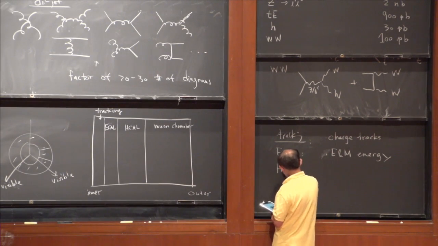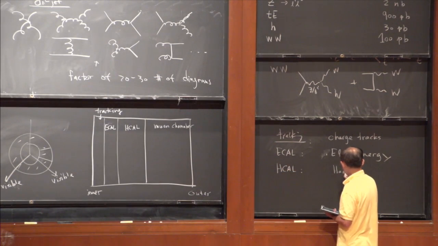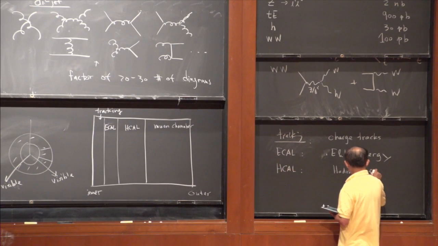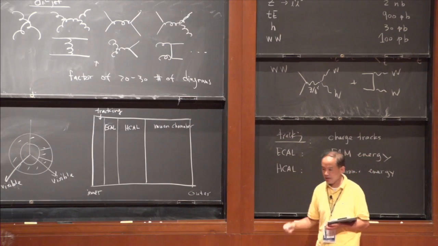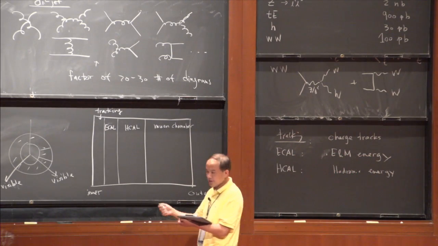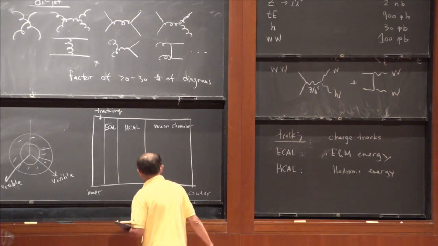The HCAL is the hadronic calorimeter, so it measures hadronic energy. It is usually made up of much denser materials, so that any hadrons going through it will deposit energy in the HCAL part.